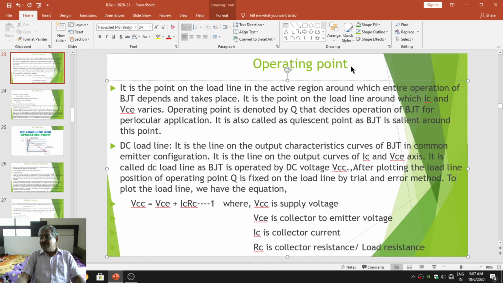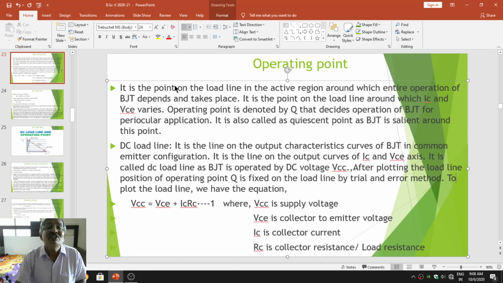By knowing the operating point, we have to locate that particular point on the load line, and to locate that particular point on the load line so as to stabilize the working of the BJT, it is necessary to study the meaning of the load line also. Let us begin with the understanding of the operating point.